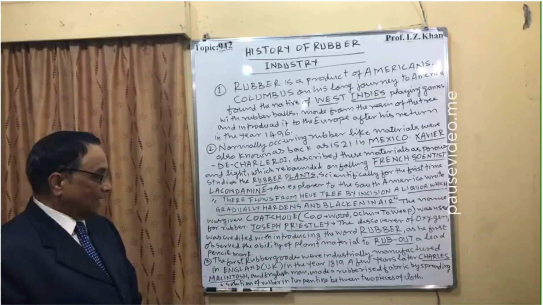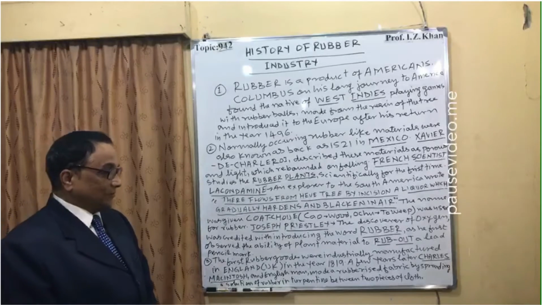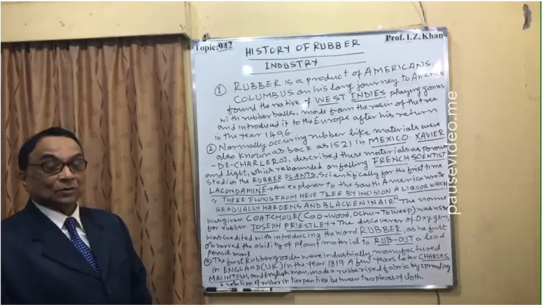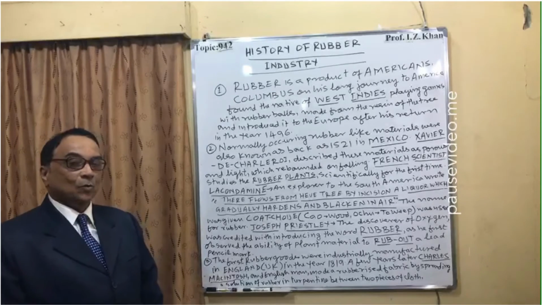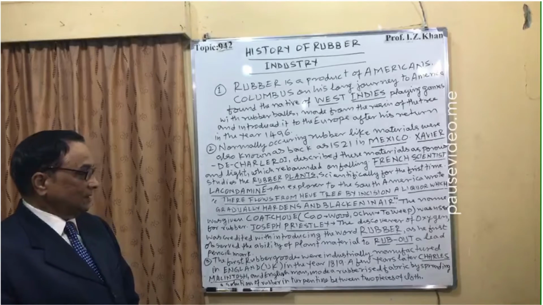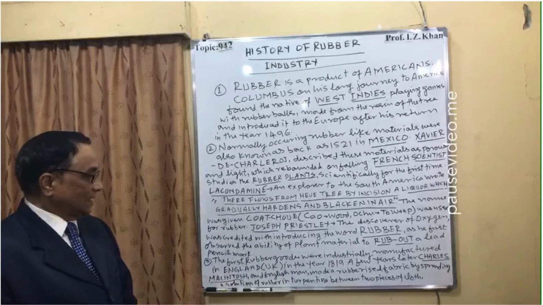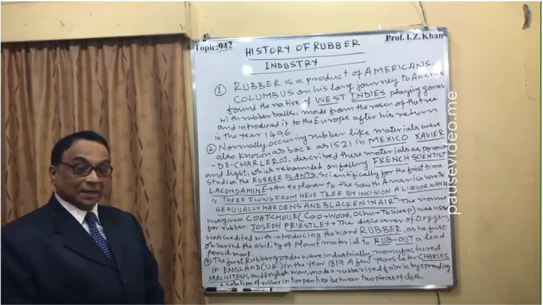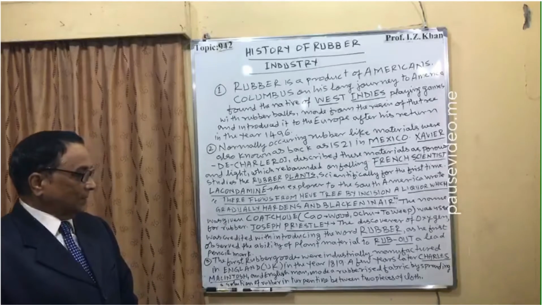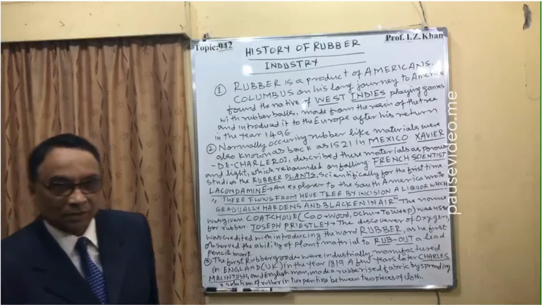The man made a rubberized fabric. So he was the first man, that British Englishman, who made fabric out of rubber by spreading a solution of rubber in turpentine oil between two pieces of cloth.